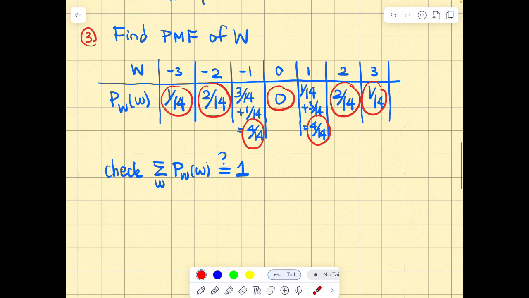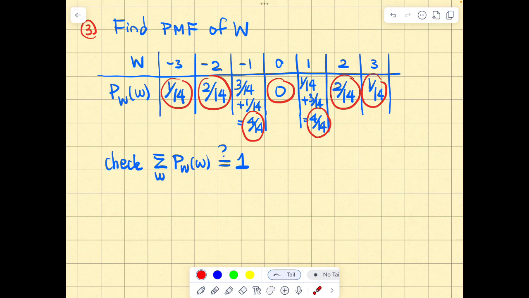Okay. One thing you can check is if you add all these probabilities, the total should equal 1, right? So you can check. This is 1, 2, 4, so that's 7, and 4, 2, 1 is another 7, so when you add, you get 14 over 14. Okay, so this is also checked.